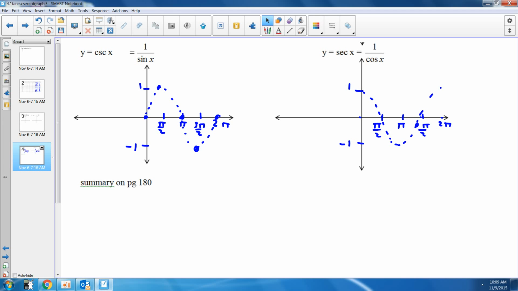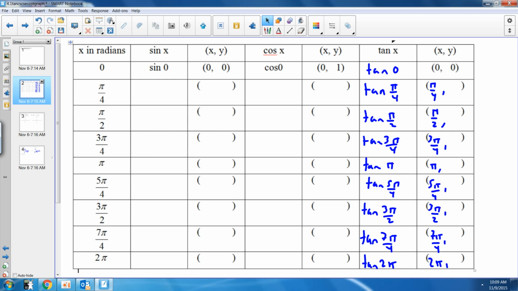We're going to go back to the table, and on this table, we're going to fill in the tangent x. Before, your sine x and cosine x were filled in, and you graphed those two graphs, and I just did a quick summary on that. But if you go to the tangent graph, you're going to see that the angles are going to be in multiples of pi over 4. So from your table, tangent of pi over 4 is equal to 1.